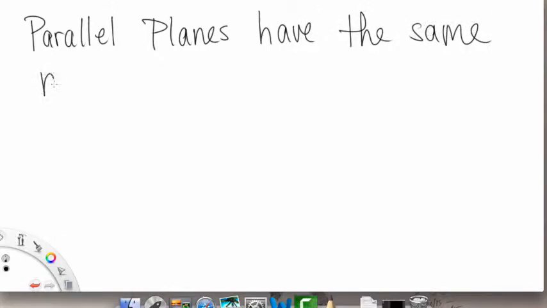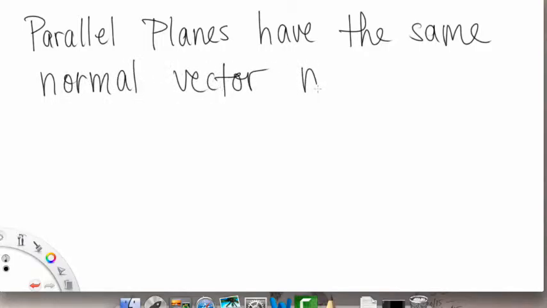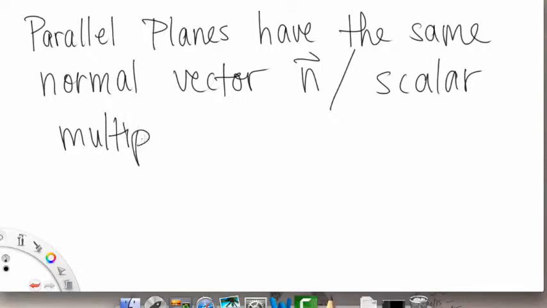Okay, so it's important to note that parallel planes, that means that they don't intersect at all or anywhere. They have the same normal vector, or they should have the same normal vector, and that's denoted by an N arrow, right? It could be the same normal vector, like the exact same, or it could be scalar multiples of that normal vector. Scalar multiples of that same vector.